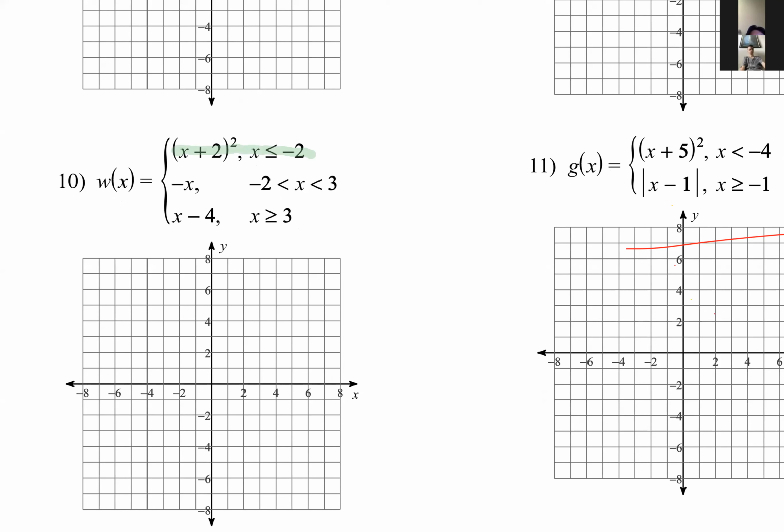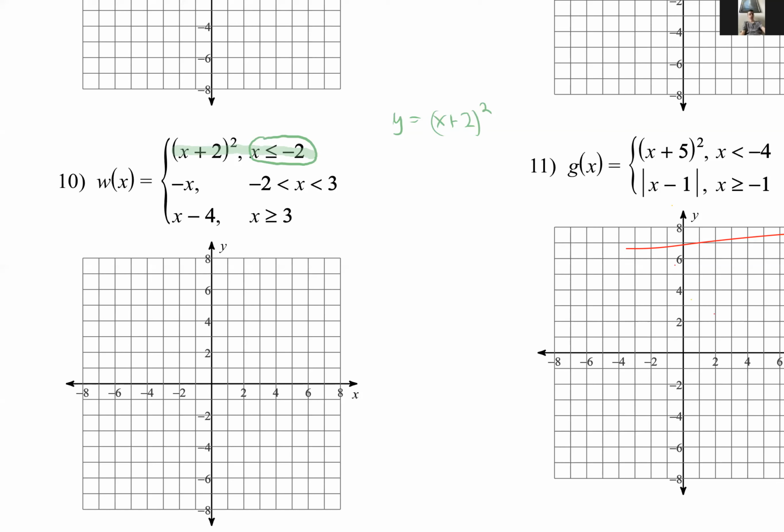Okay, so right here, I am going to do some test points making a parabola. So this is the line y equals x plus 2 squared. So this is telling me right here, I'm only plugging in numbers that are less than or equal to -2.